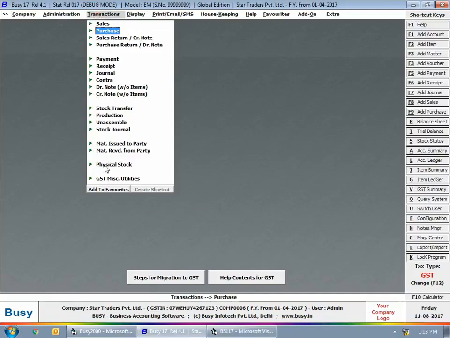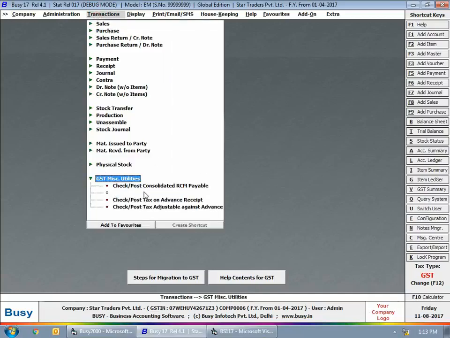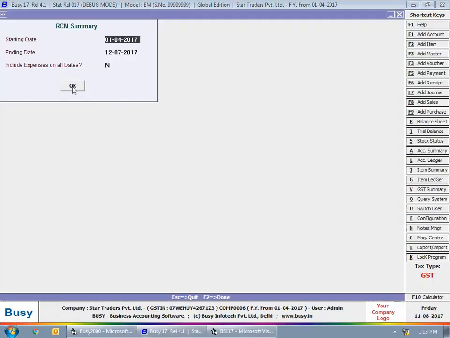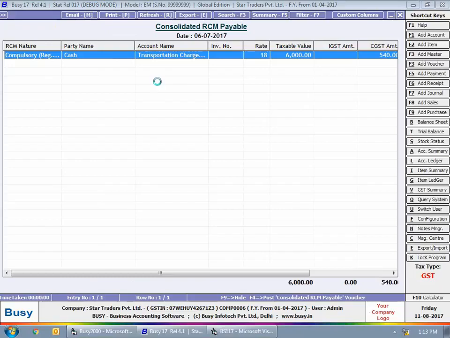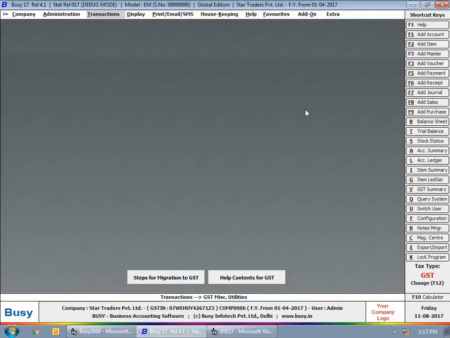Next we'll go to Transactions, GST Miscellaneous Utilities option. Here by using the check post consolidated RCM payable option, you can view the dates on which there is an RCM liability, and from here also you can press the F4 key and post a journal voucher for the RCM liability. So in this presentation we have tried to cover almost all the office expenses. Hope after going through this presentation you would be able to easily enter transactions for various expenses in Busy.